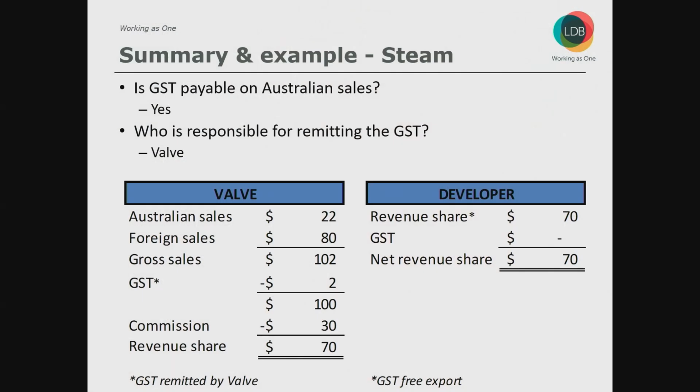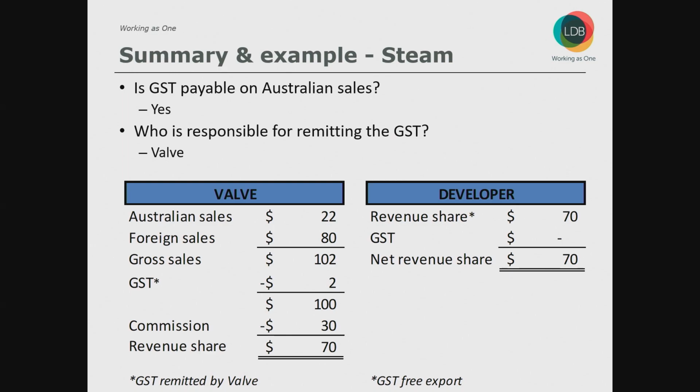So what we've done is we're going to summarize this in a table with a couple of figures as well, and we're going to do this for each example as well. So first question is GST payable on the Australian sales? And yes, because it's essentially payable all the time, just depends who pays it. And who is responsible for remitting GST? So in this case, it's Valve.